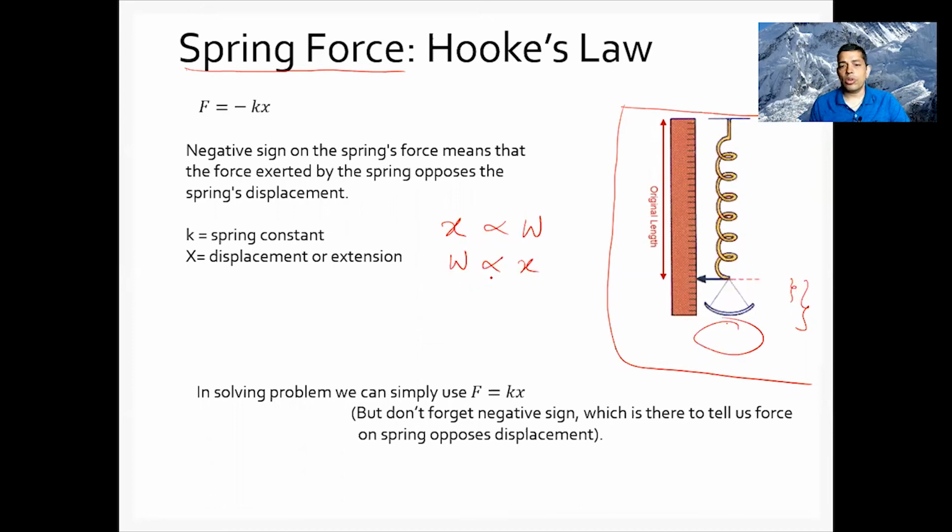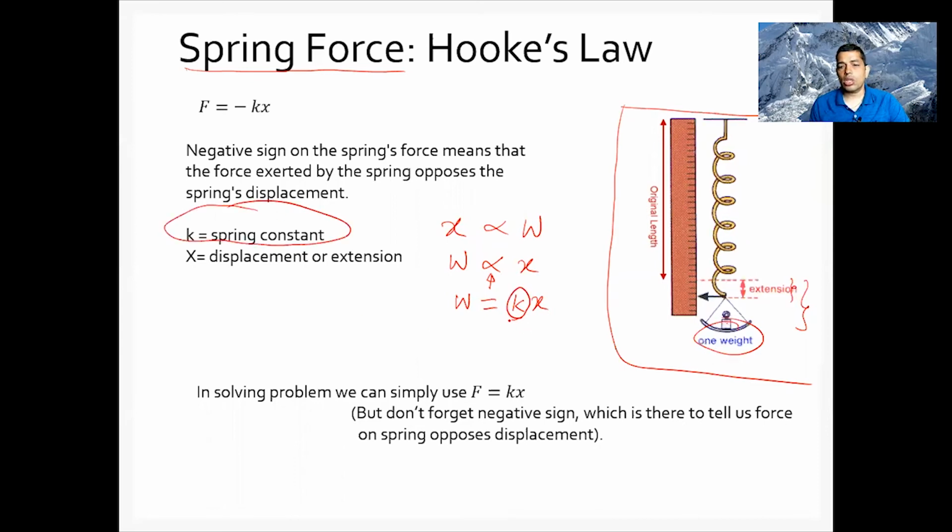So if you replace this proportionality by an equal sign, then you have to write a constant here like this. This constant is called spring constant. And spring constant is a property of the spring, and it is constant. And k varies from spring to spring. So for a particular spring, k is constant, right?